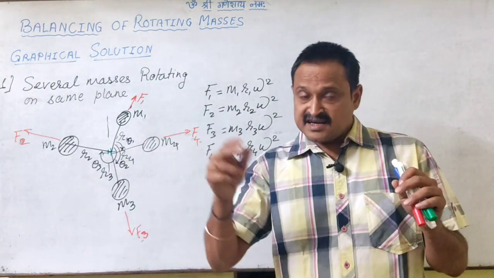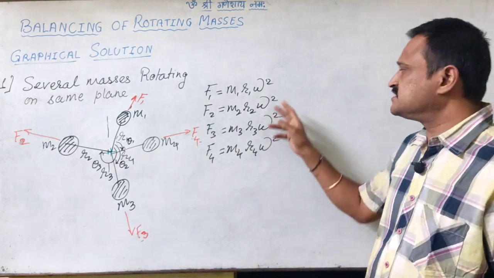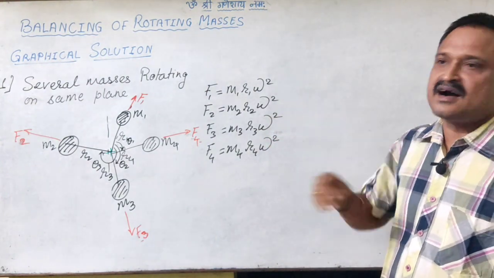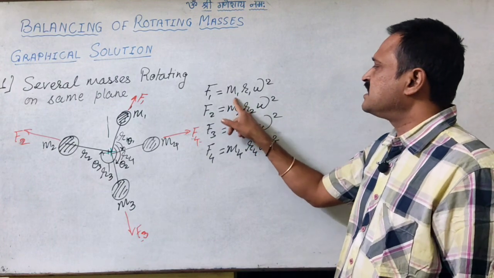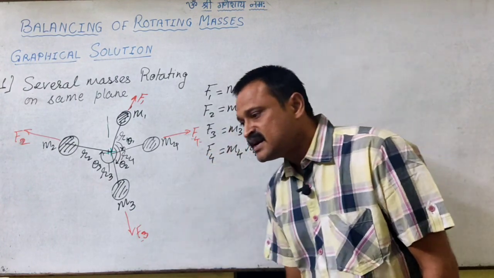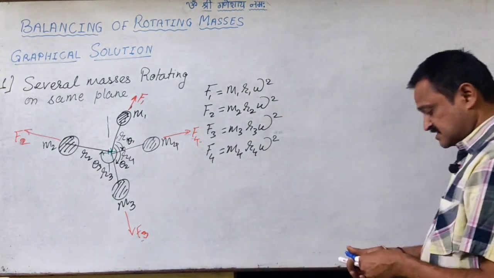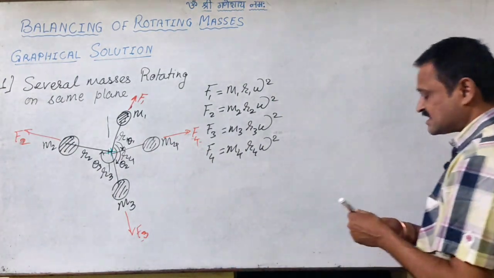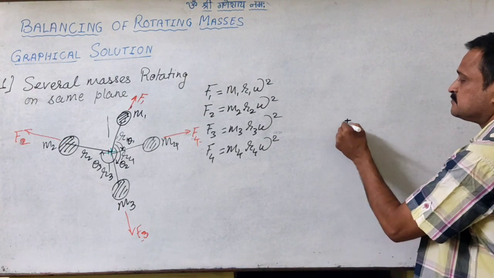So when we are equating the magnitude of this, the omega will be cancelled from the equation, so we can take these values as M1 R1, M2 R2, M3 R3. So if we go for the force diagram in this case, then we will start with, let us say, this as the pole.